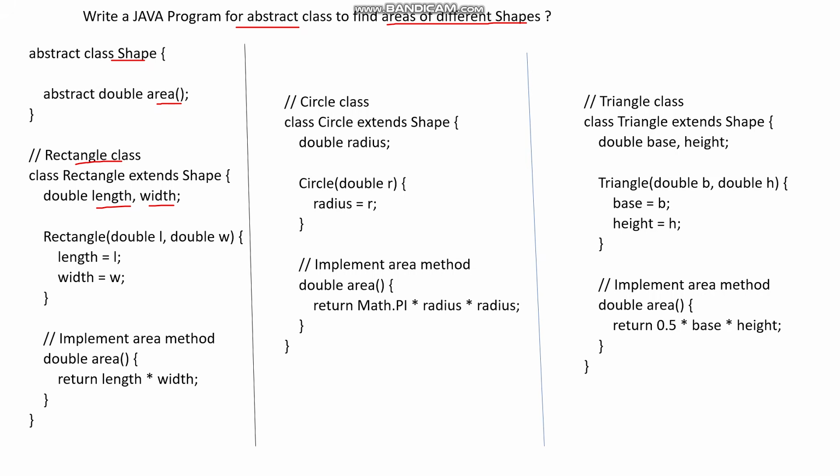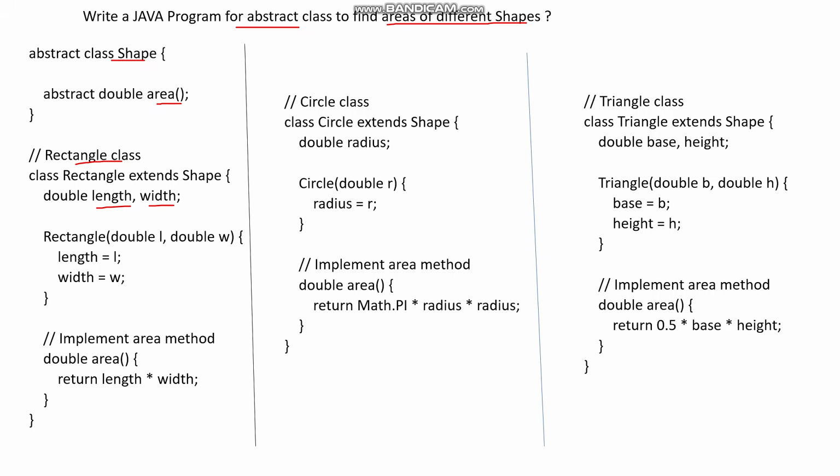During the object creation of the Rectangle, whatever values we pass here will be stored in these variables. Next, implement the area method. Double area: for this area we are writing the code here. Return length into width. The rectangle area is length and width, so return length into width.